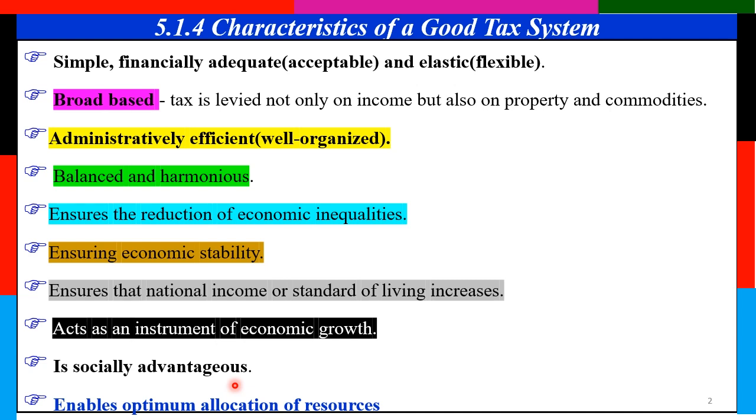It encourages the advantages for the society as a whole. Then that tax is what? A good tax system. Not for the individual advantages, not for some group's advantages, but for the benefit of the society as a whole. Then it may be said to be what? A good tax system. Socially advantageous.